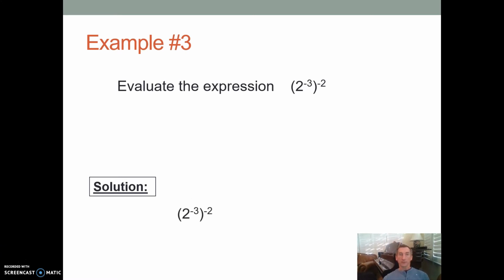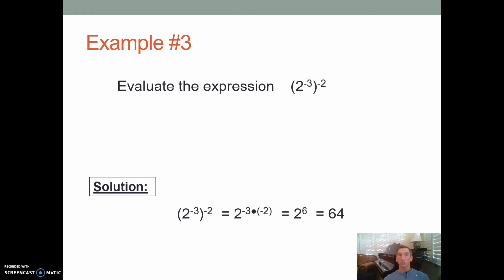So negative 3 times negative 2 in our exponent position. Negative 3 times negative 2 is, of course, positive 6. And 2 to the 6, that's the same as 2 times 2 times 2 times 2 times 2 times 2, which is 64. Quite simple.